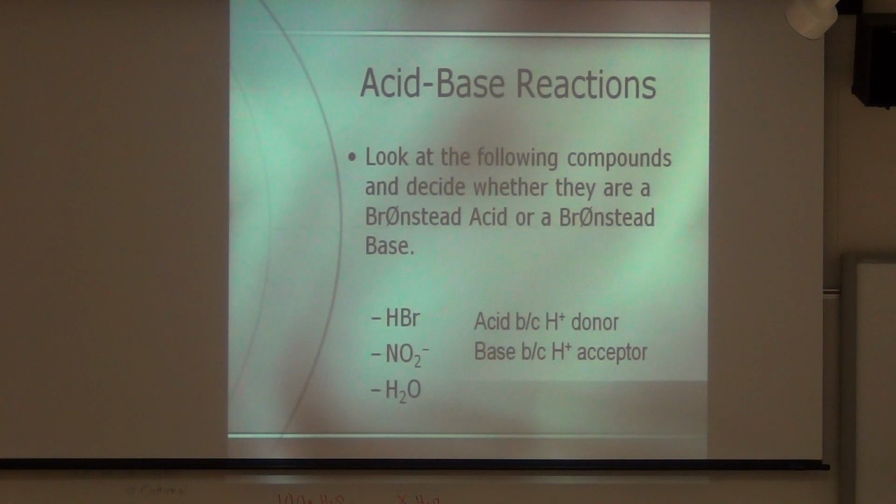And water, as we just saw in the previous slide, can go either way. If it's mixed with a base, it's going to act as an acid. If it's mixed with an acid, it's going to act as a base.